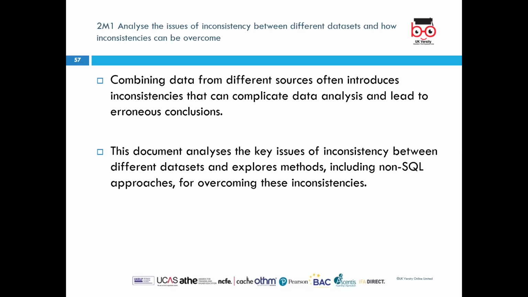With our merit activity, we're now going to analyze the issues of inconsistency between different data sets and how inconsistency can be overcome. As we know, when we're combining data from different sources, we often introduce inconsistency, which can complicate data analysis and lead to erroneous conclusions.